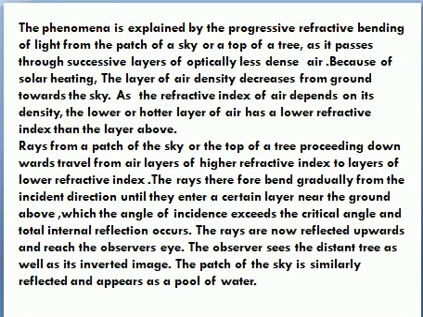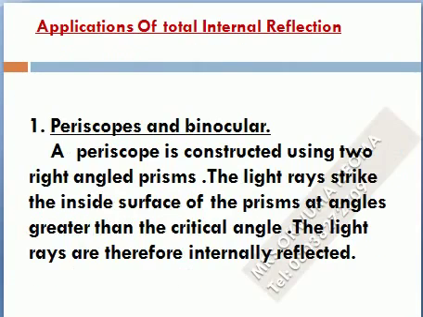Now let's see the applications of total internal reflection. Where do we apply it apart from the natural phenomenon which we call the mirage? We apply it in our periscope and our binoculars. Remember, when we talked about reflection in our previous class, one of the applications was the periscope, where we incline two plane mirrors at an angle of 45 degrees. Now in this case, a periscope is constructed using what?